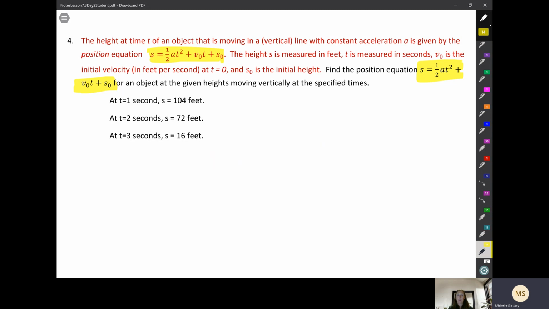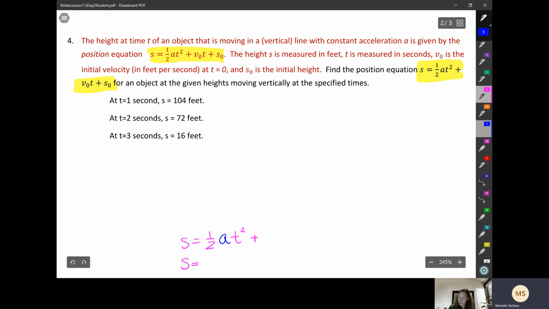So in the end, we're going to write an equation, and our final answer is going to be S is equal to 1/2 times the A value. We need to find A, and then we're going to have T squared, plus we need to figure out the V naught times T, and then plus S naught. So we need to figure out 3 variables, A, V naught, and S naught, and we're going to write it out as an equation.